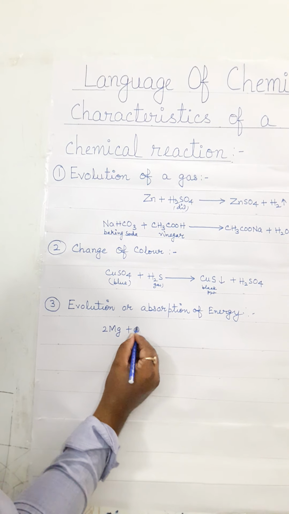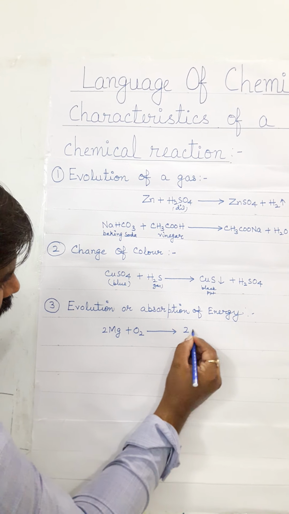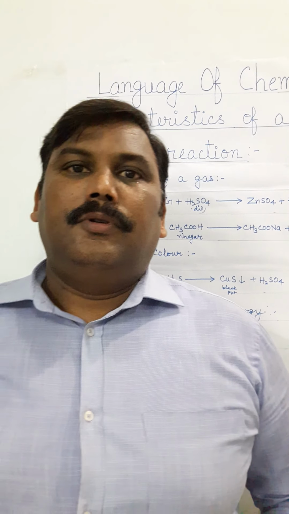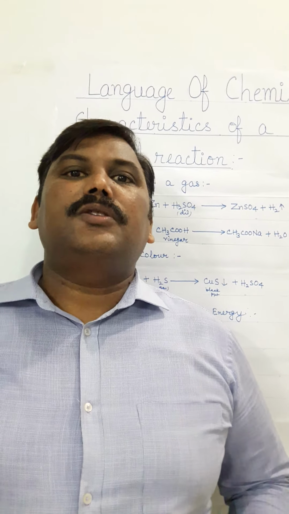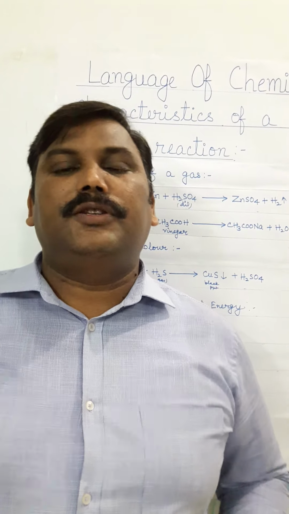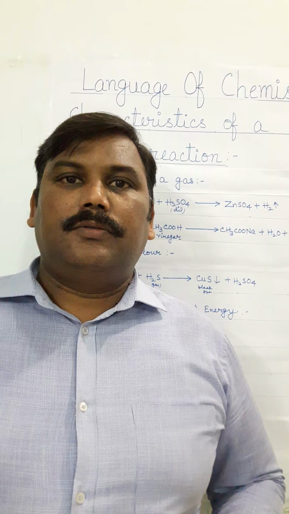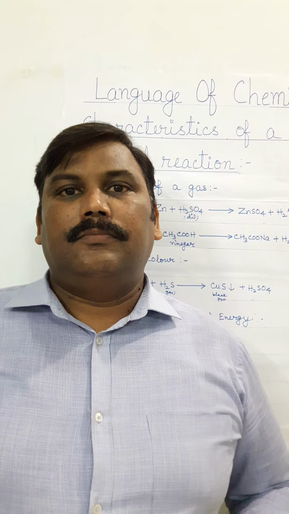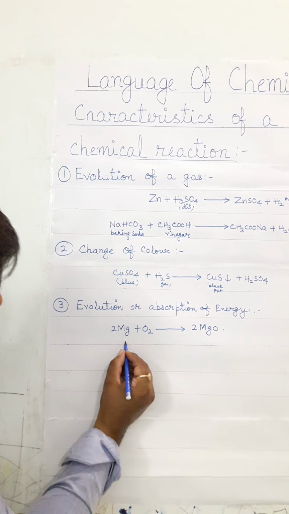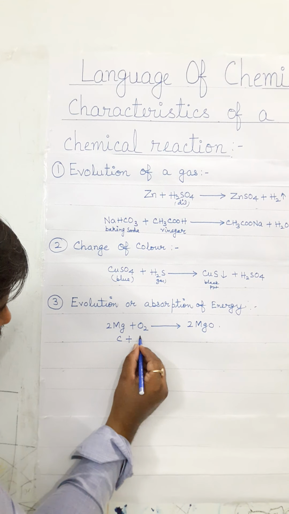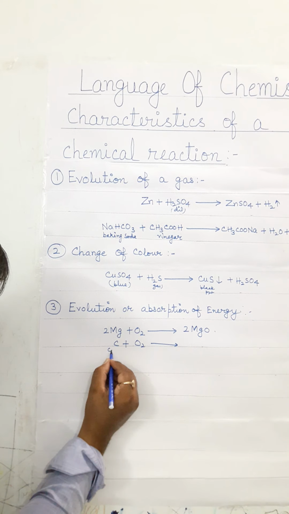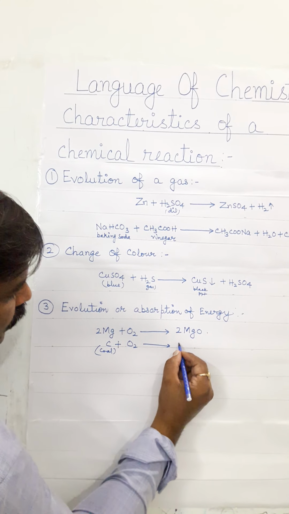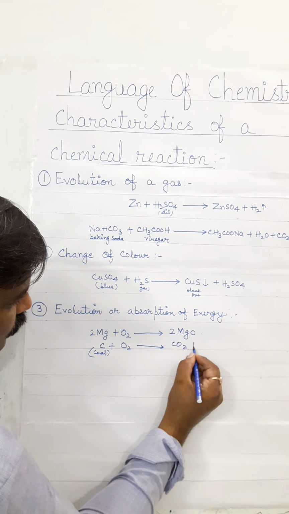Magnesium ribbon is burnt in an atmosphere of oxygen, then magnesium oxide is formed. Let us take another example of a reaction in which energy is given out in the form of heat. When coal is burnt, a lot of energy is given out in the form of heat and light, and the reaction which takes place is C plus O2. This carbon is a form of this type of coal only. It is going to give CO2.